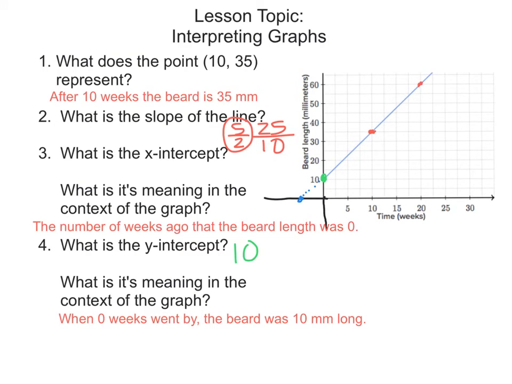Another way of saying this is 10 millimeters is the original length of the beard. That was the length of the beard when they started keeping track. So like the original amount. And that's often what our y-intercept will represent, is the beginning or original amount.